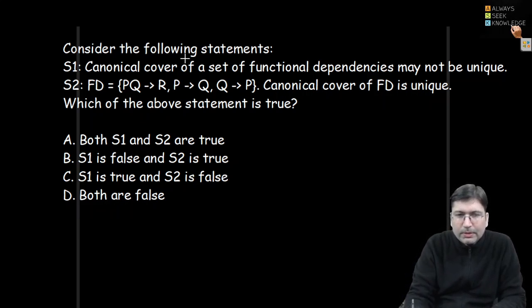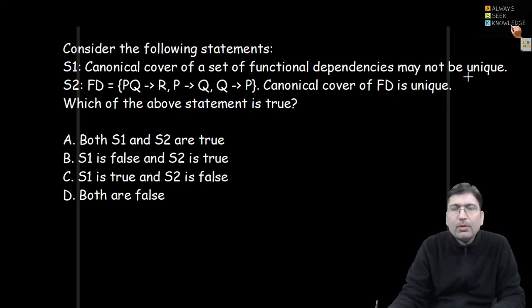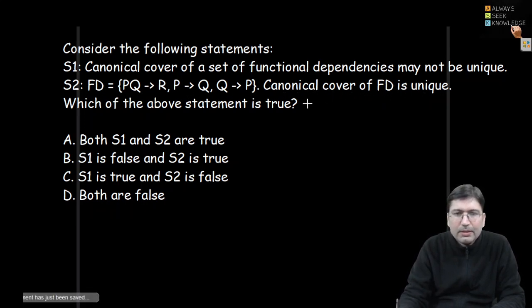In this problem, two statements are given. One is saying the canonical cover of a set of functional dependencies may not be unique. And the second is saying there is a functional dependency set given, and they are asking whether the canonical cover of this FD set is unique or not.